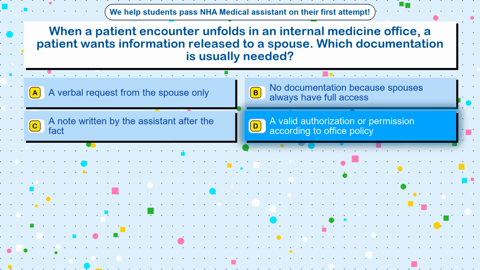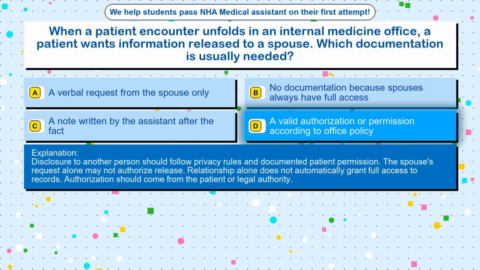The correct answer is option D, a valid authorization or permission according to office policy. Disclosure to another person should follow privacy rules and documented patient permission. The spouse's request alone may not authorize release. Relationship alone does not automatically grant full access to records. Authorization should come from the patient or legal authority.